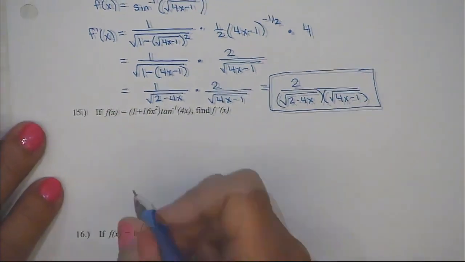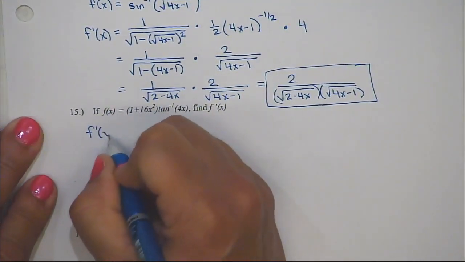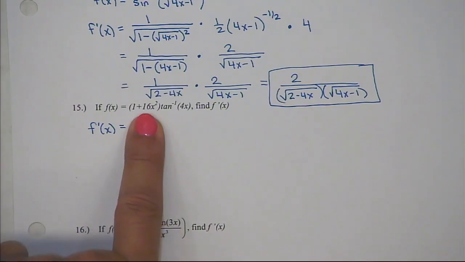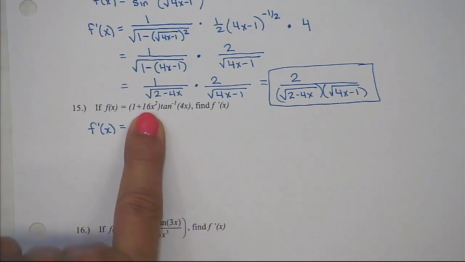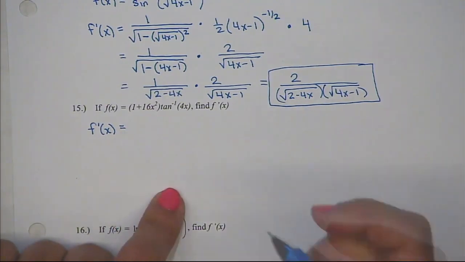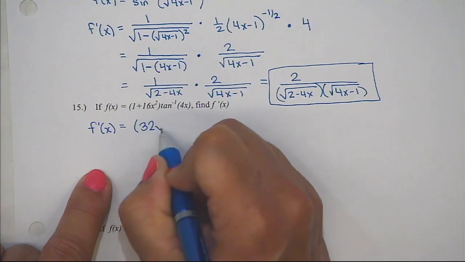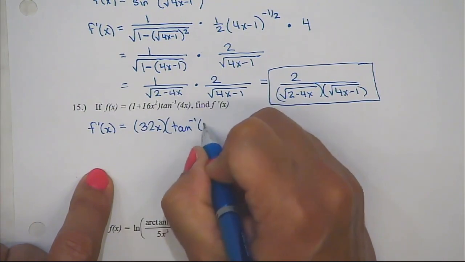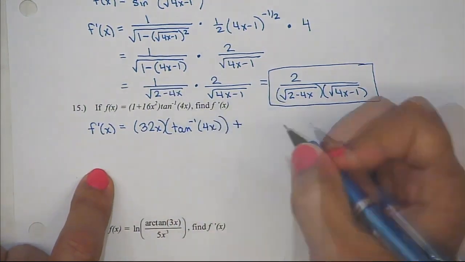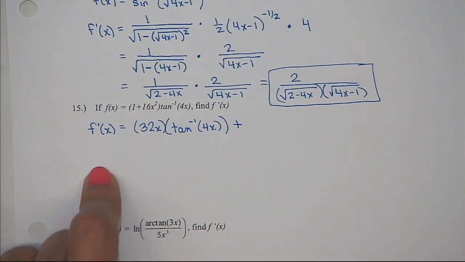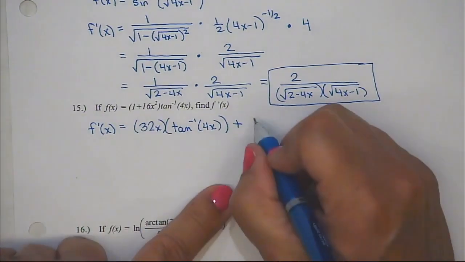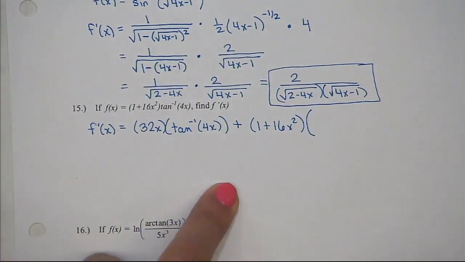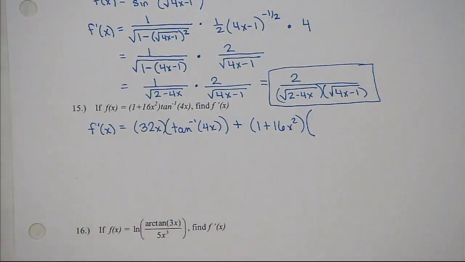Not too bad of a product rule, if you see that it's a product rule. We're going to start with the derivative of the first function, 1 plus 16x squared. What's the derivative of that? That's the easy piece, 32x, right? So there's the derivative of the first times the second, leave it alone, plus the first function, 1 plus 16x squared, times the derivative of the second.